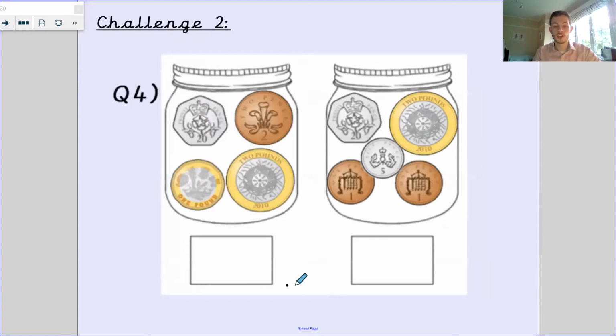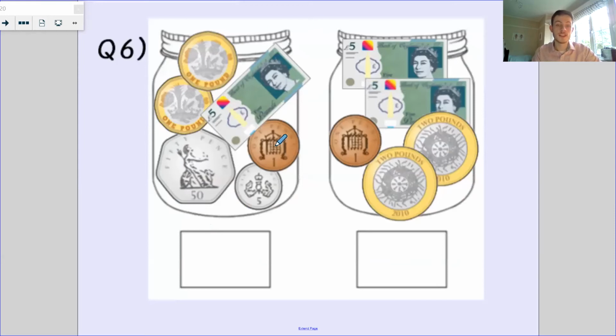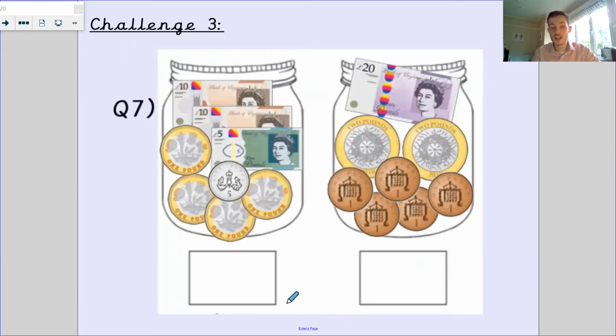And then you've got challenge 2. Challenge 2, I've filled up the jars a little bit more now. You've got even more coins in. So you need to work it out. Question number 5. You've then, still for challenge 2, you've got even more coins in now, and I need you to work it out, writing that more than, less than in the middle. Now, question 6, I've started to add in some notes. So remember, this is challenge 2, and I still need you to write in your more than, less than in the middle. Now we've moved on to challenge 3. You've got coins and notes, and I just need you to do your what is one jar, what's the other jar, is it more than, less than, equal to?